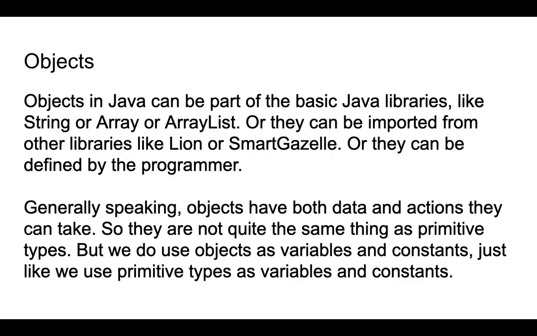Now for objects, objects can be part of the basic Java libraries like string or array list. They can be imported from another library that you add to a program like Lion or SmartGazelle, or they can be defined by the programmer. But generally speaking, objects have both data and actions. There's methods associated with them. So they're not really the same thing. And that's what makes object-oriented programming different than some other kinds of programming. But you do end up using them in much the same way. We create variables that are objects and variables that are strings, and sometimes we want to compare them.